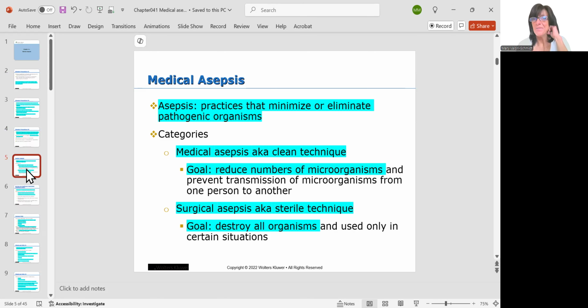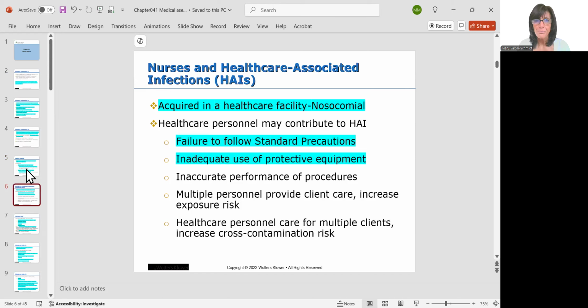So, what is asepsis? Asepsis is a practice that minimizes or eliminates pathogens. Okay. And there are two types: there's medical asepsis and surgical asepsis. Medical asepsis is also called clean technique. And the goal is not to eliminate, but to reduce the number of microorganisms from one person to another, right? Surgical asepsis is sterile technique. The goal there is to destroy all organisms. And you don't use sterile technique all the time, but in some instances you would. And you want to make sure that you're doing it properly. And we're going to talk about that.